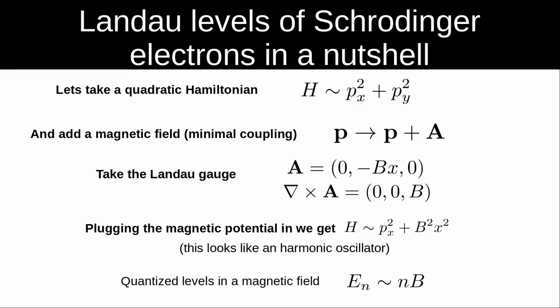Okay, so this is one of the most important points of the quantum Hall state. Electrons in a magnetic field behave as a harmonic oscillator, at least in the case of a Landau gauge. So this is the reason why the Landau levels are equally spaced for a quadratic Hamiltonian, and essentially this comes automatically from this linear dependence that we have in the magnetic field potential.